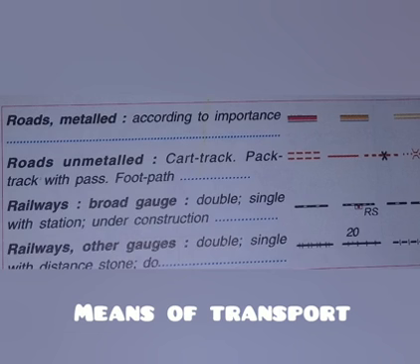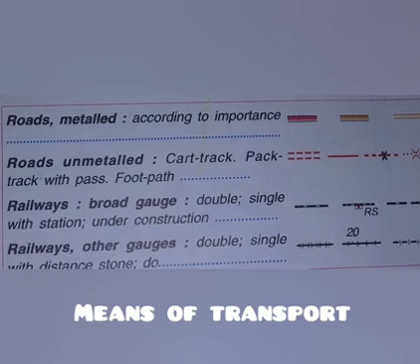Means of transport and communication are also depicted on the topo sheet. Each and every settlement is connected by some mode of transport, varying from footpath, cart track, camel track, mule track to roads of different types and varying importance, as well as railways. These are the different means of transport.